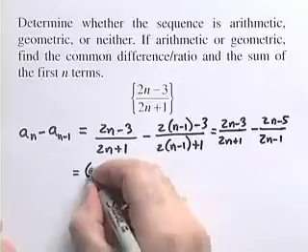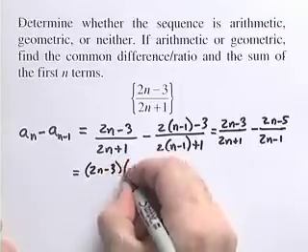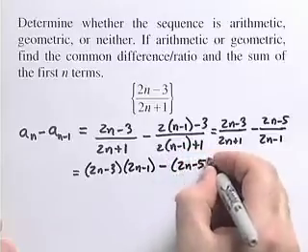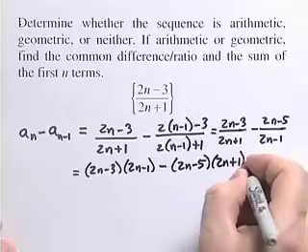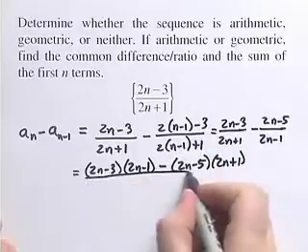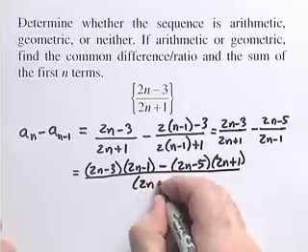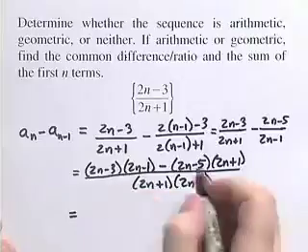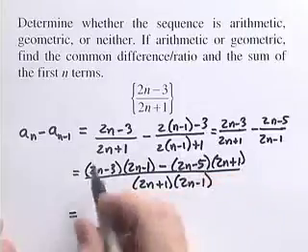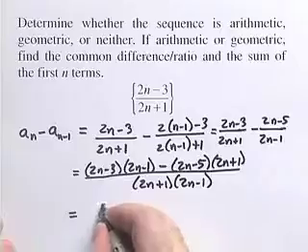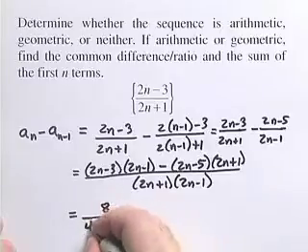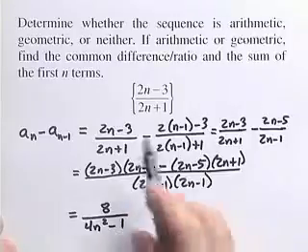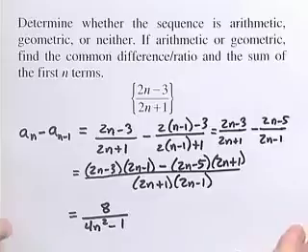So we're going to end up with (2n - 3)(2n - 1) minus (2n - 5)(2n + 1), all divided by (2n + 1)(2n - 1). If we do the multiplication and simplify this, we'll see that the difference between the consecutive terms is equal to 8 divided by 4n squared minus 1. This is not a constant, and so we can say that this sequence is not arithmetic.